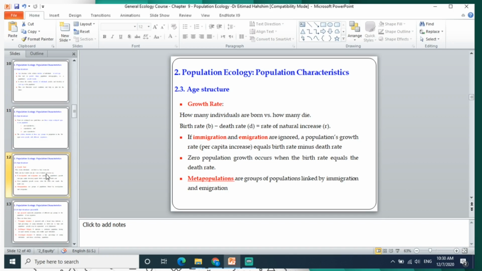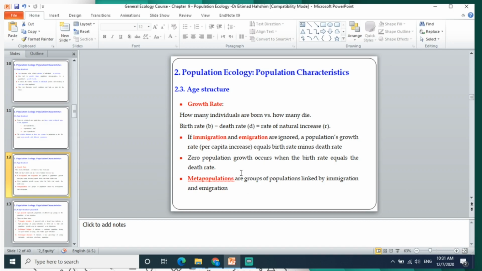And from age structure, scientists calculate the growth rate. Growth rate is how many individuals are born versus how many die. So birth rate minus death rate equals the rate of natural increase. If immigration and emigration are ignored, a population's growth rate per capita equals birth rate minus death rate. Then there is zero population growth. Zero population growth occurs where the birth rate equals the death rate, because the ones that add equal the ones that subtract.